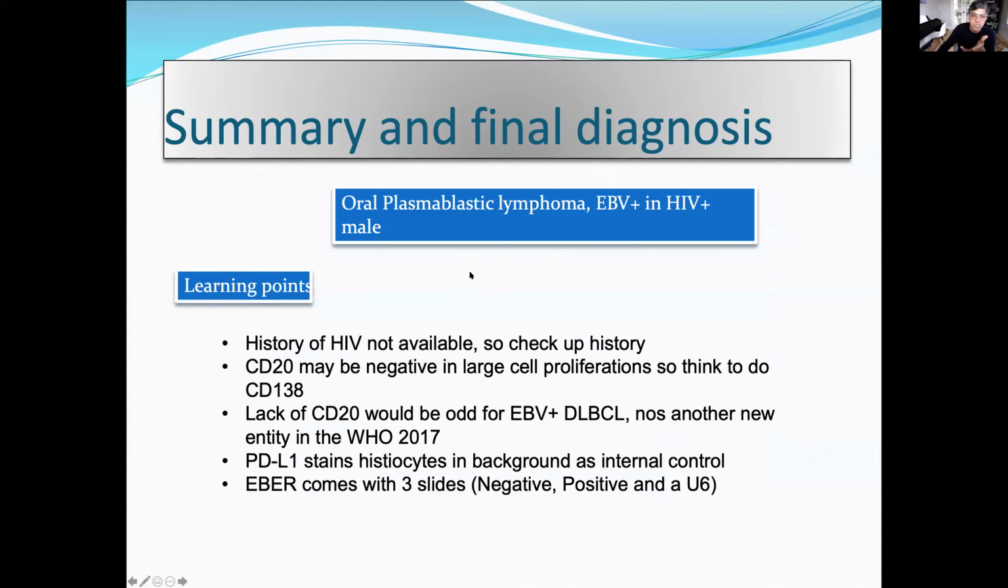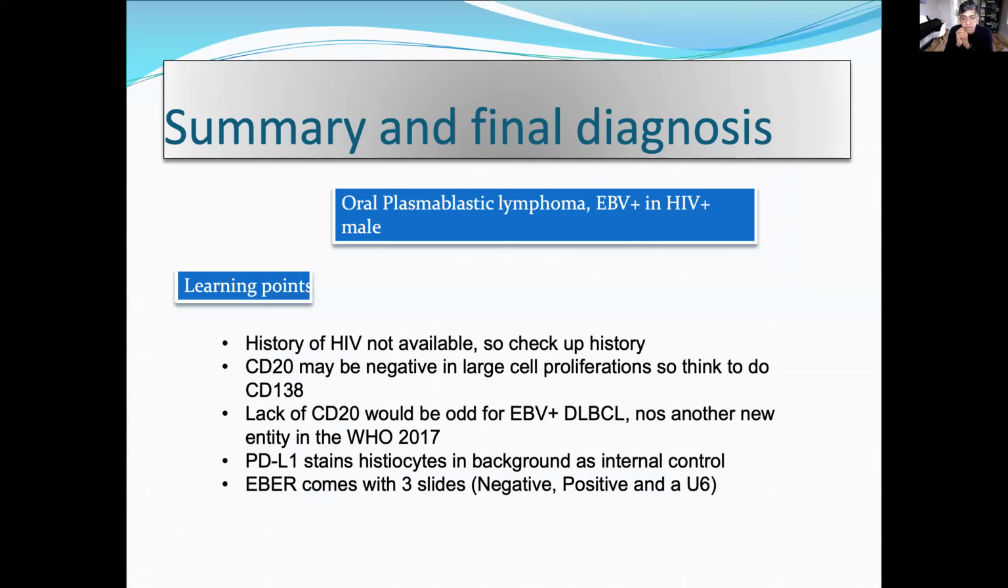It's in an HIV positive male who had Kaposi sarcoma, a sarcoma history in the remote past. Nobody told me the history of HIV, so it's always good to check on the history. This was from an oral surgeon who sent the biopsy, and I was surprised to say that it was lymphoma.